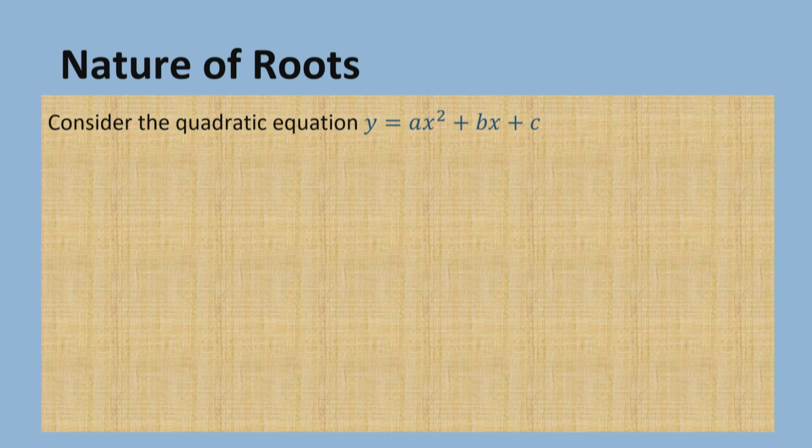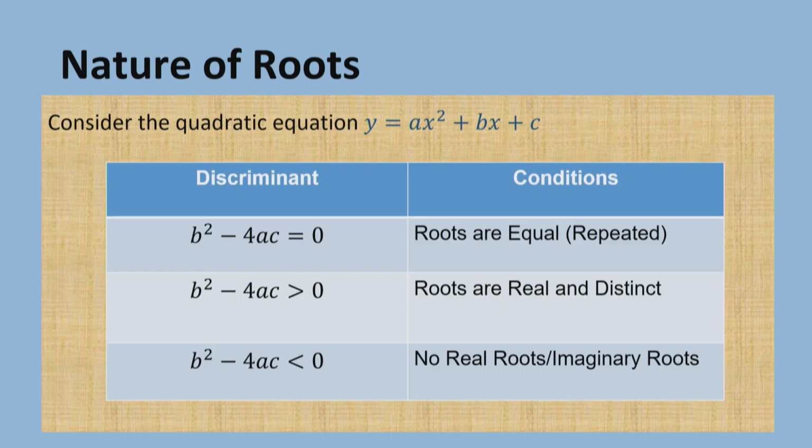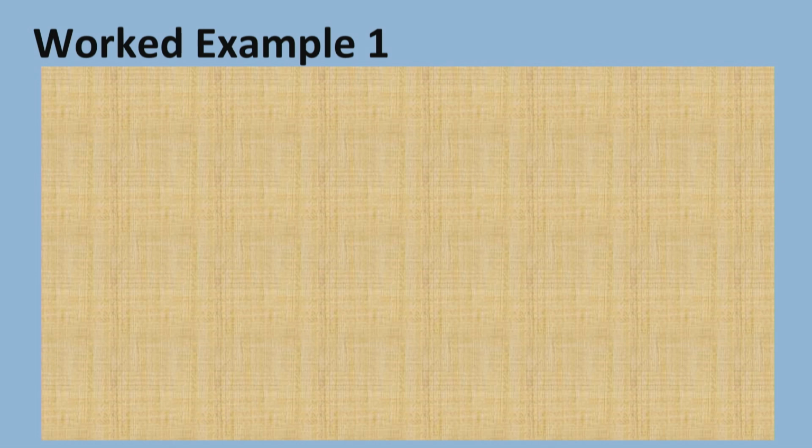So for the nature of roots, we consider the quadratic equation y equals ax squared plus bx plus c. This table is very important. Just be careful when you are working. When we have the discriminant equal to 0, what do we say? Well, we say that the roots are equal or repeated. If b squared minus 4ac is greater than 0, we have real and distinct roots. And if b squared minus 4ac is less than 0, we say that we have no real roots or imaginary roots. Let's see an example now.